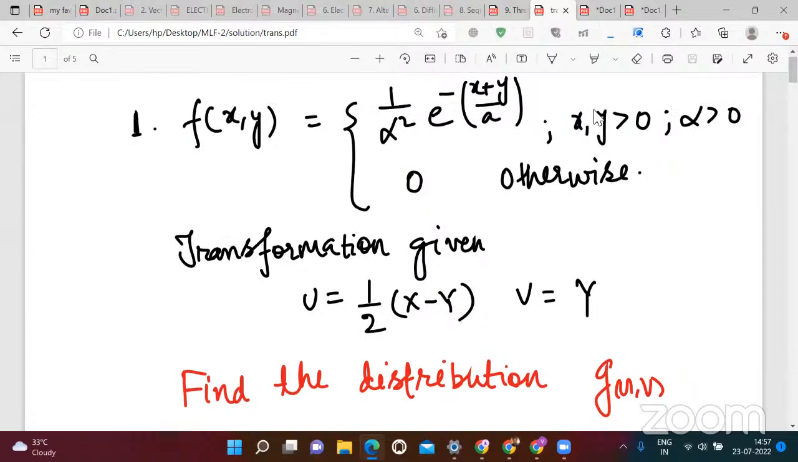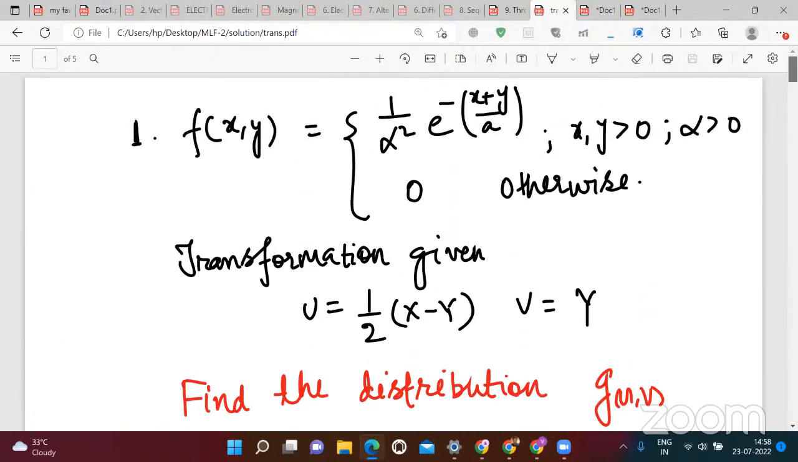I'll discuss this again in the revision session too, because these are not all the problems, but I'll tell you one problem in the revision session also. This type of problem you can expect: problems on the basis of transformation, where you need to calculate the joint distribution.